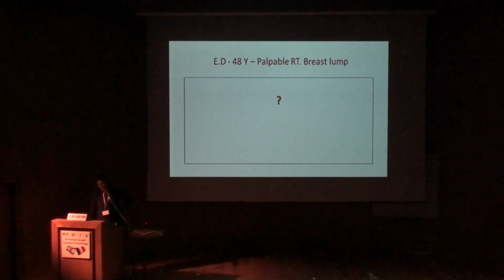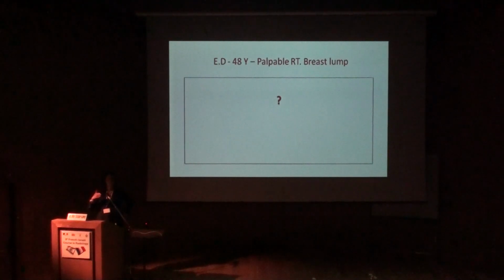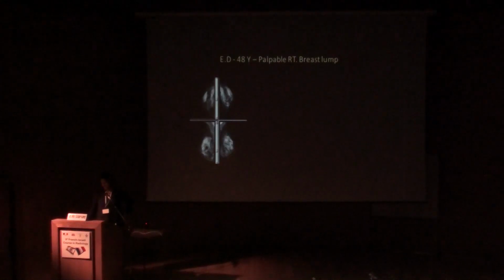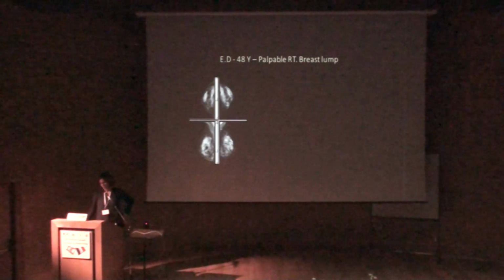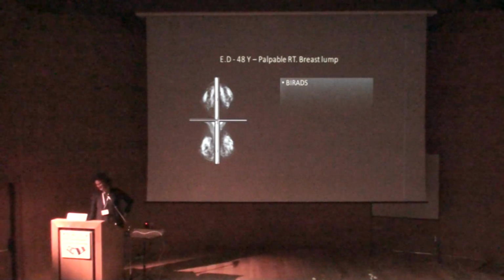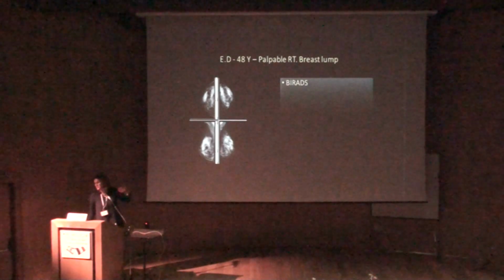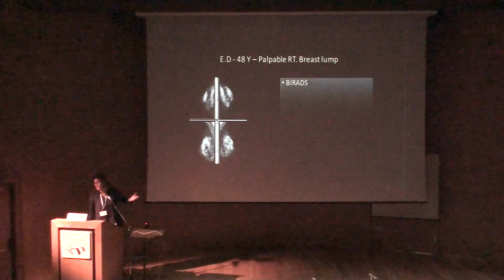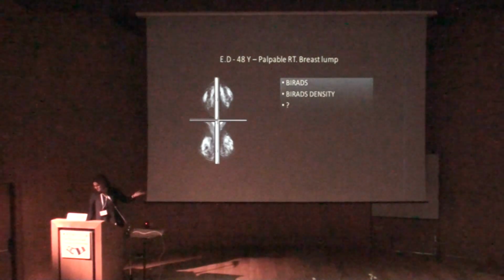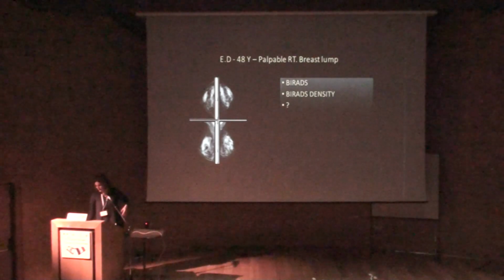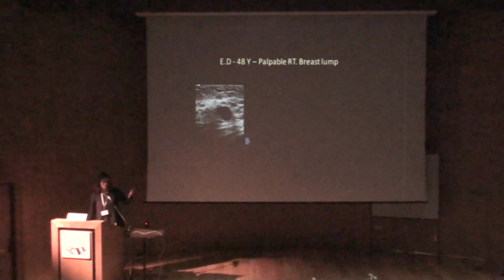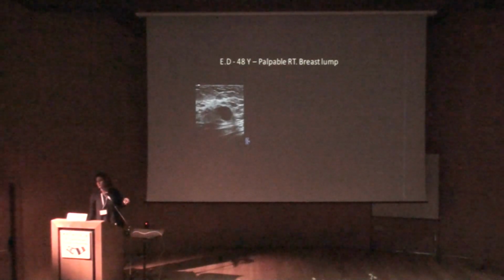Okay. Let's look at another patient. She's a 48-year-old woman, and she presented with a lump in her right breast. What are we going to do? Mammography. So this is her mammography. I think it's a normal mammography. We don't see anything, but she presents with a palpable lump, so I think it will be a BI-RADS 0. Density is very dense, C or D. And our next study is going to be ultrasound.